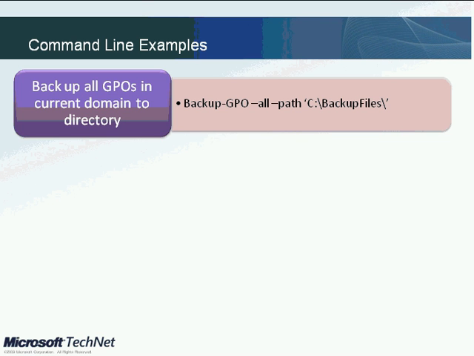Windows PowerShell 2.0 can be used to back up all the GPOs in the current domain to a directory. We can use the command Backup-GPO -All -Path, and I can give the path where I want to back up all these GPOs.